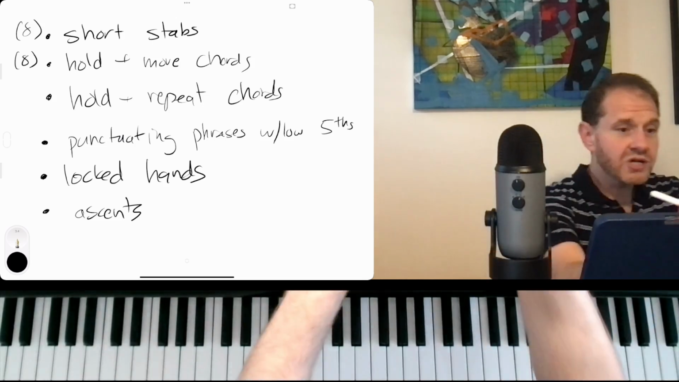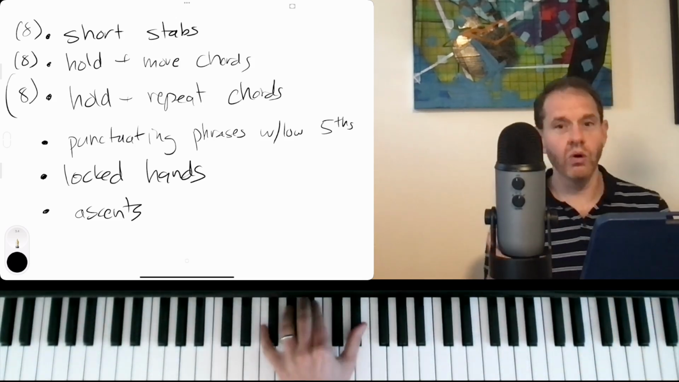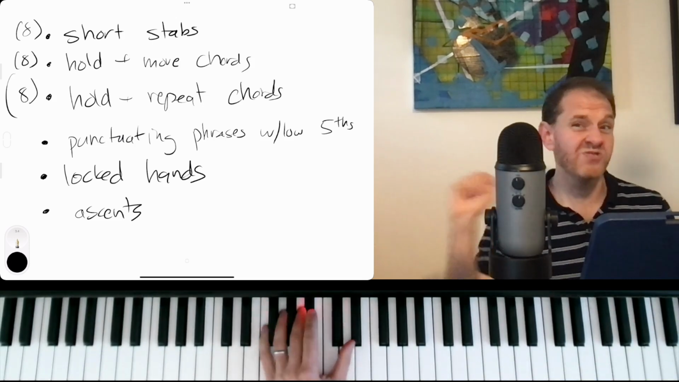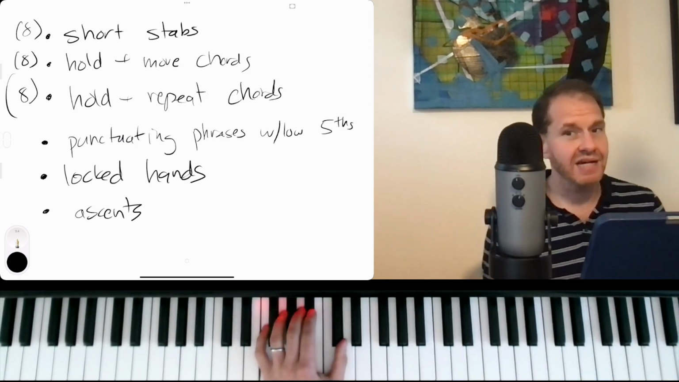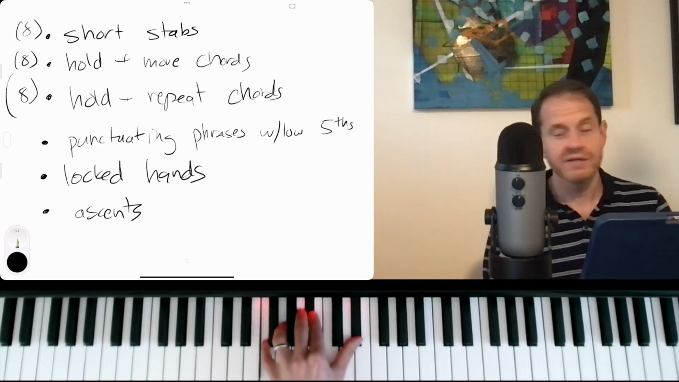Okay, good. Let's try adding now a third element. So that's going to be the hold and repeat chords. And I'm going to do it like him, which is very insistent. I think the rhythm that he does is just dotted quarter notes. 1, 2, 3, 4, 1, 2, 3, 4, 1.